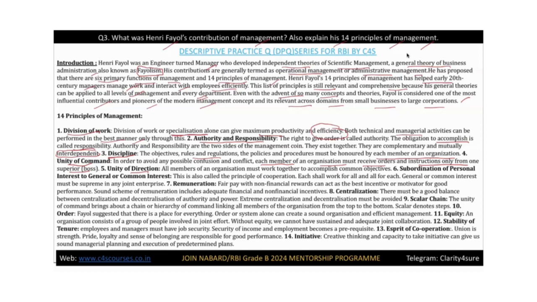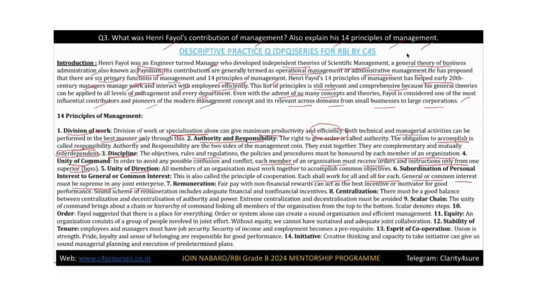Okay, now comes subordination of personal interest to general or common interest. That is actually a very important principle that says an employee should always keep the organizational or common interest as a foremost priority over his personal interest. So each shall work for all and all for each. That is the primary idea of this particular principle. So the general or common interest must be supreme in any joint enterprise.